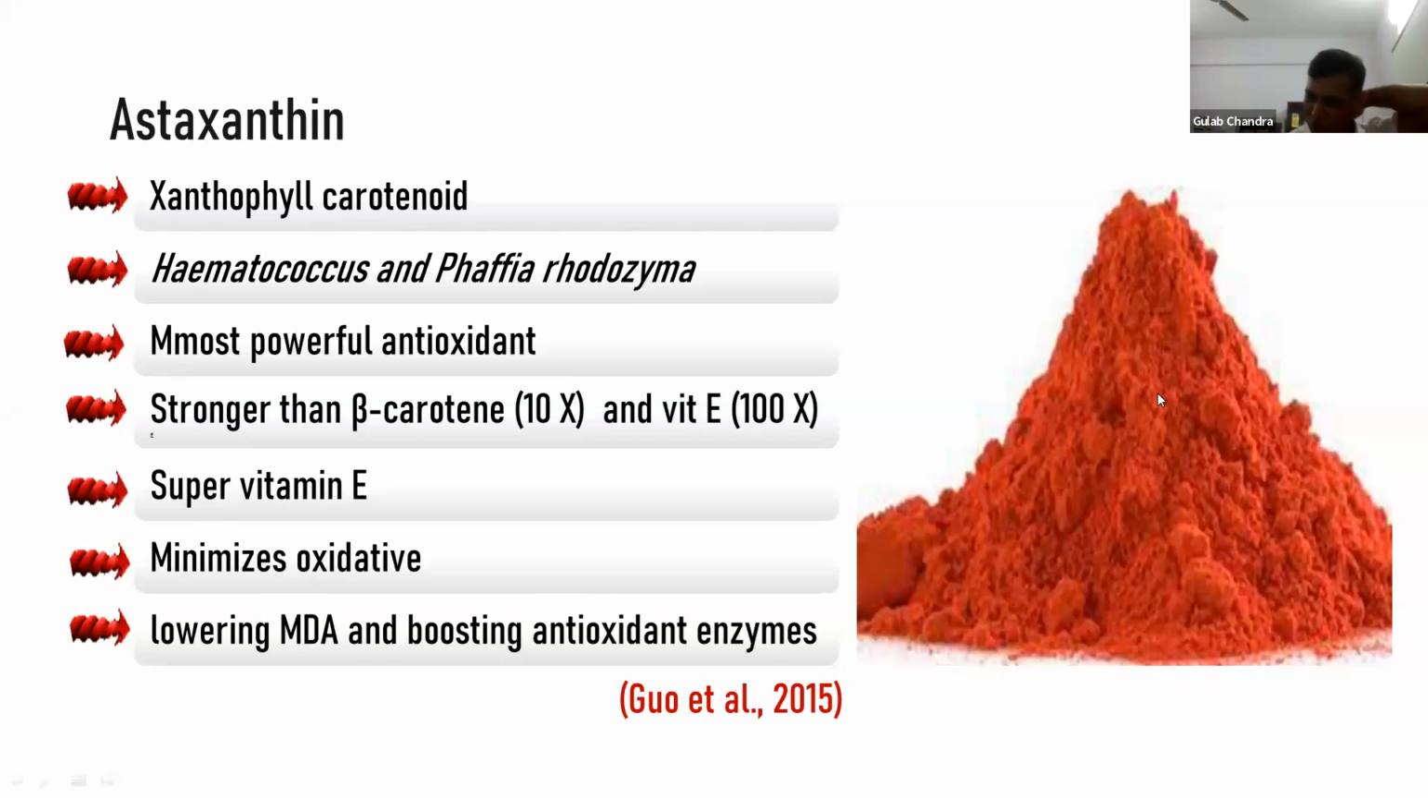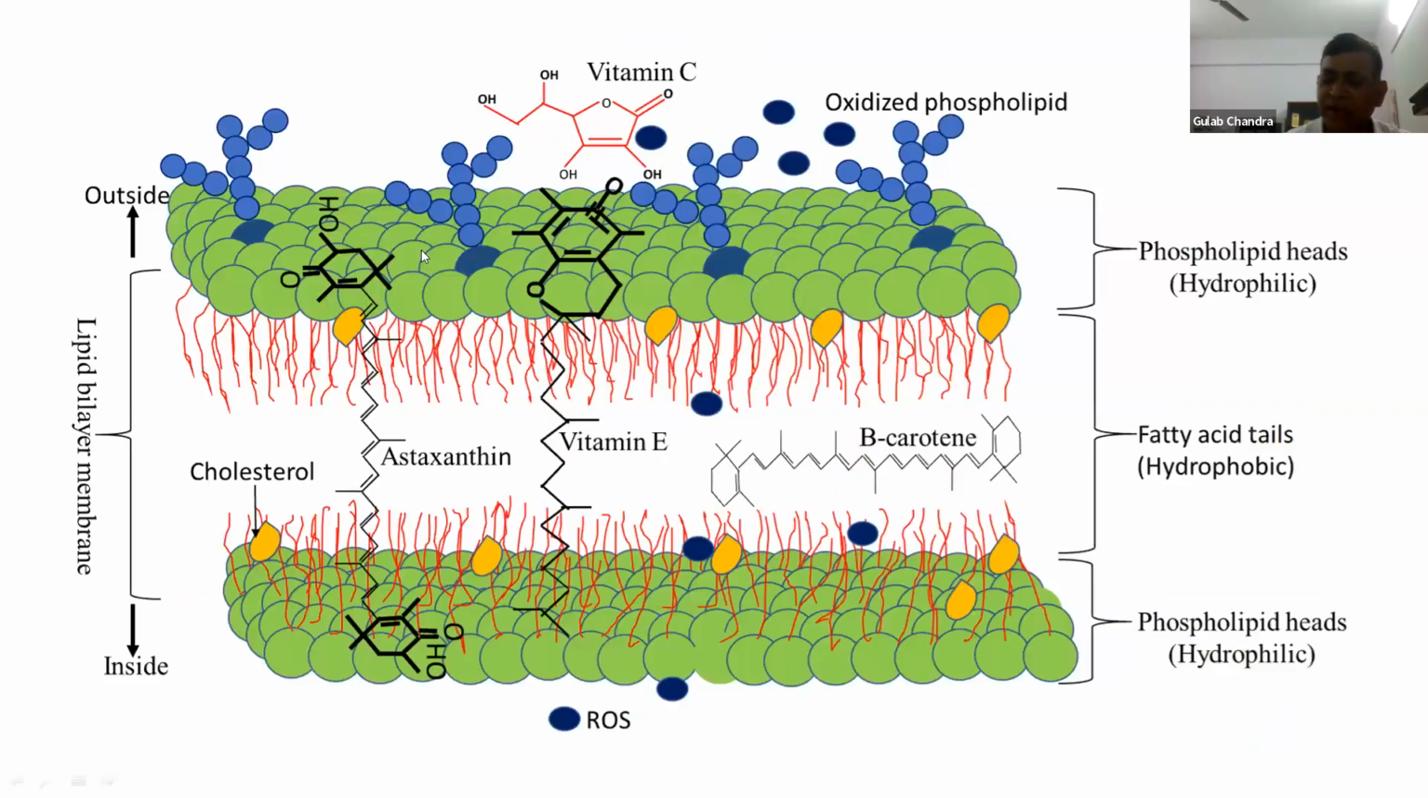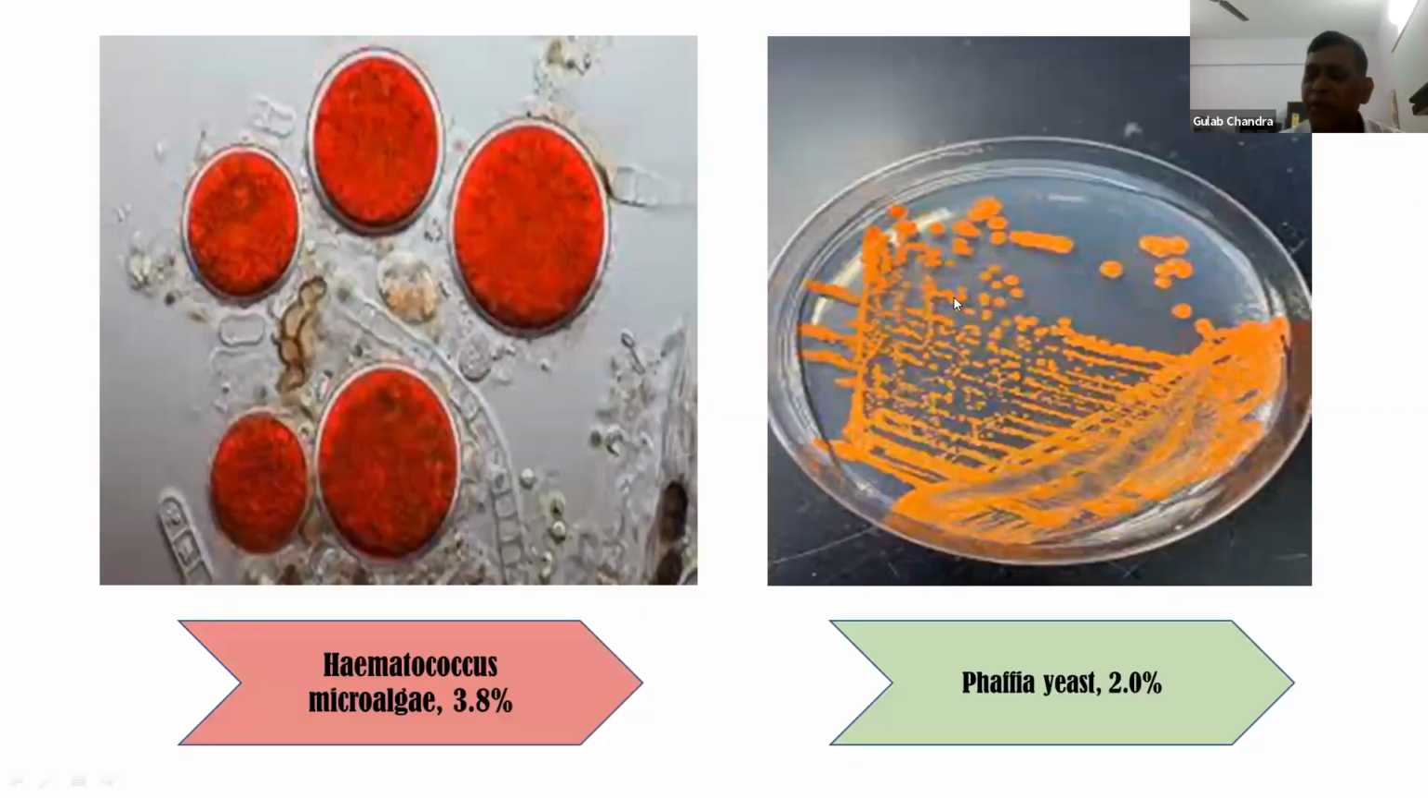It is a brown-colored powder that may be supplemented in the diet of the goat. This is the Haematococcus from which astaxanthin is obtained, and the Phaffia yeast is also used commercially for the production of astaxanthin, which contains about 2%.